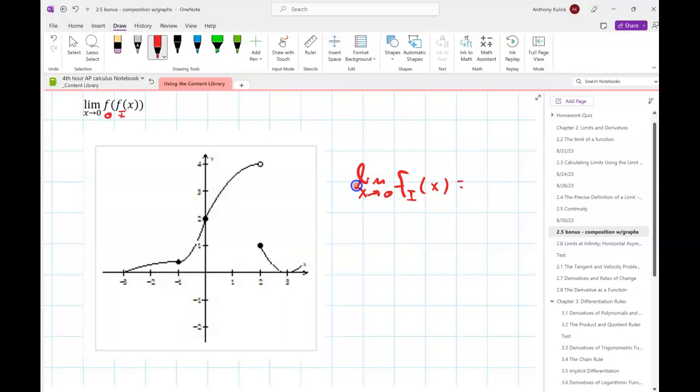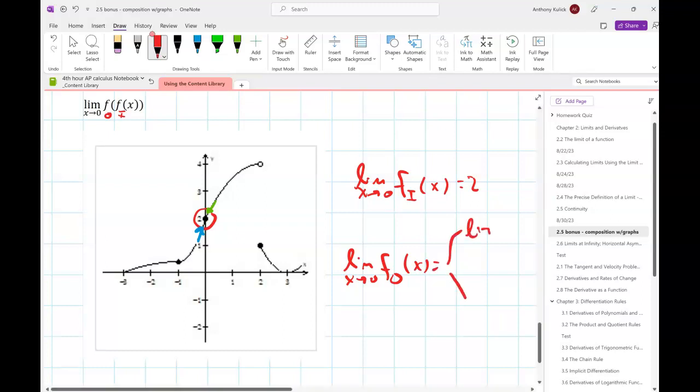When I do that, I get 2. But what do you notice? I approach 2 from both above and below, right? So that means if I want to do the limit as x approaches 0 of the outer, I have to do the limit as x approaches 2 from below.